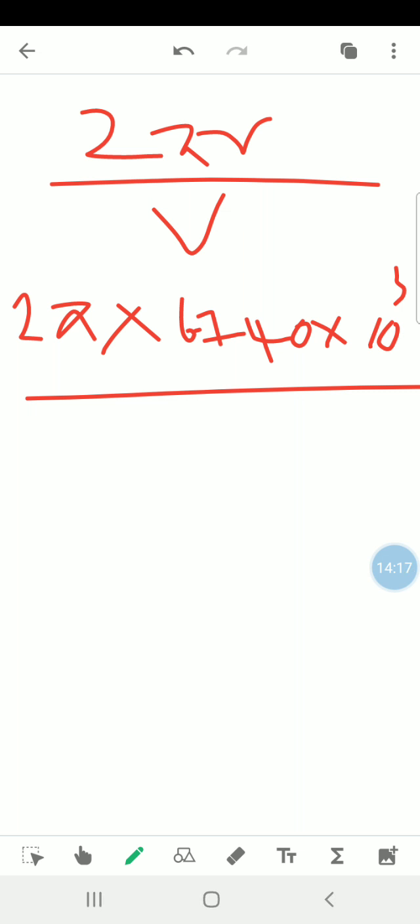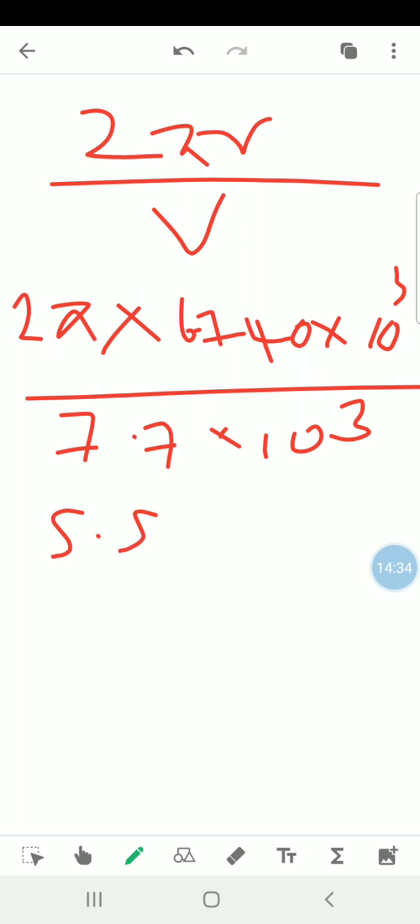And that has to be divided by what? That has to be divided by the speed. Now speed which we calculated, 7.7 into 10 to the power 3. Now when you simplify this using the calculator, you will get your answer to be 5.5 into 10 to the power 3 seconds. If they ask you to convert this into hours or anything like that, you will have to divide it by 60 to get minutes, and then again divide by 60 to get hours.